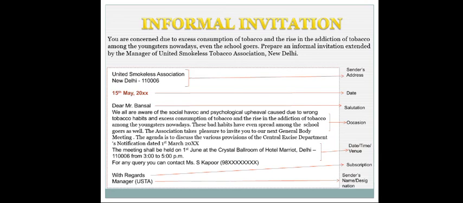Like the last letter we saw here also, the name and designation is being given out. The name is not there, the designation of the person is being given out, and the name of the company or the organization, association whom he is representing is given out. His name here doesn't matter, he is just calling himself the manager of United Smokeless Association. That's it. Okay, so this is the end of it.